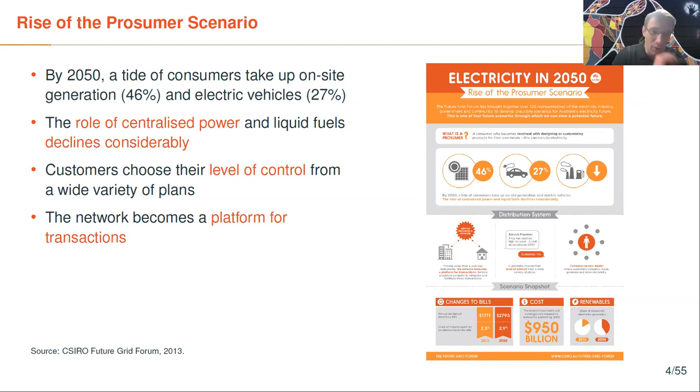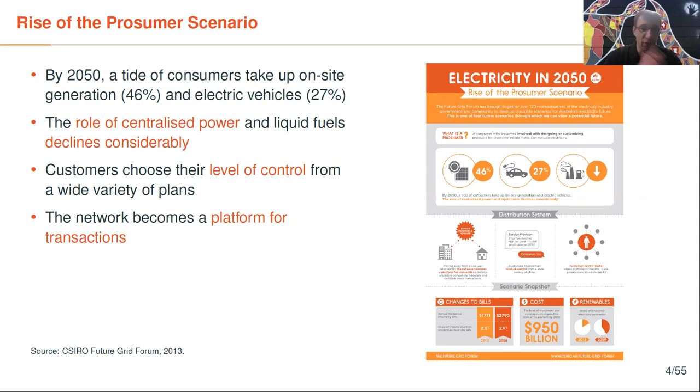Okay, so I usually start my presentation going a little bit back into the past. This is from the CSIRO. You can think of that as equivalent to national labs in the US. So back in 2013, CSIRO convened a so-called Future Grid Forum, where they asked several industry participants to come up with possible evolution scenarios for the electricity system in Australia and also globally. And they came up with four scenarios.